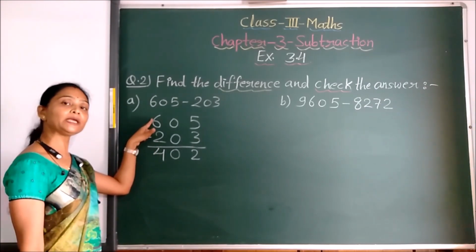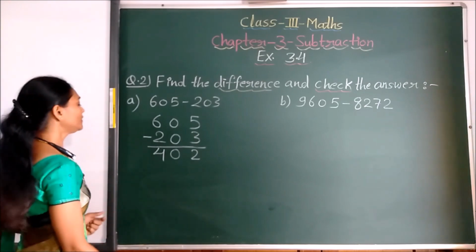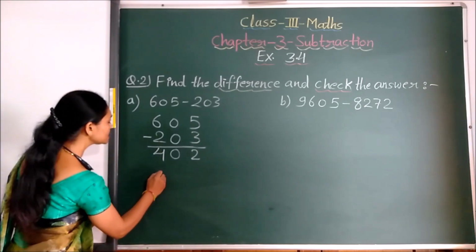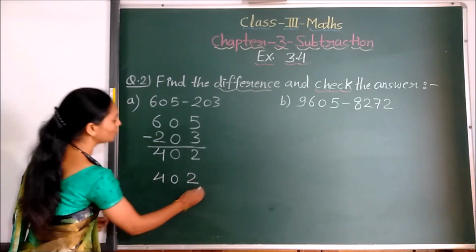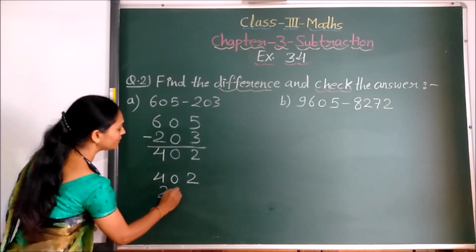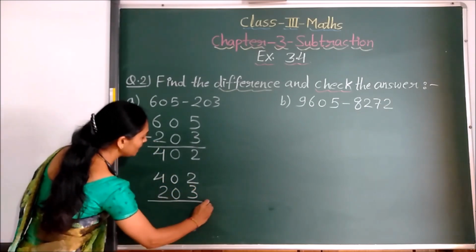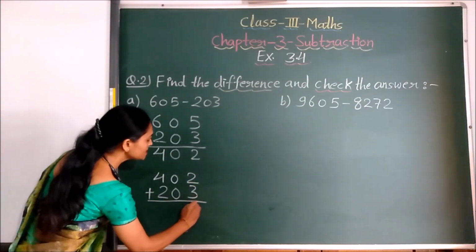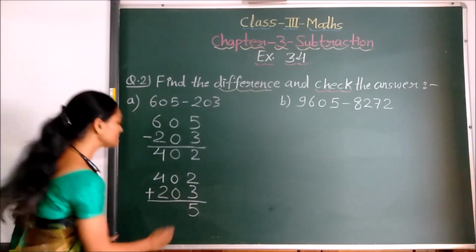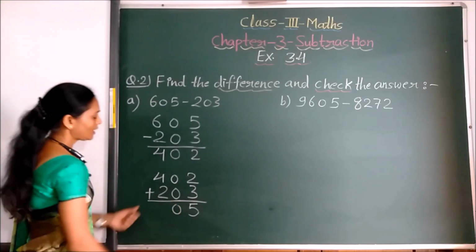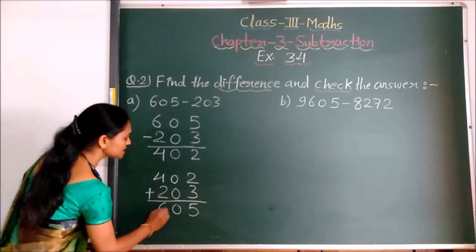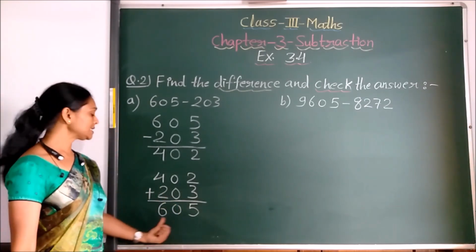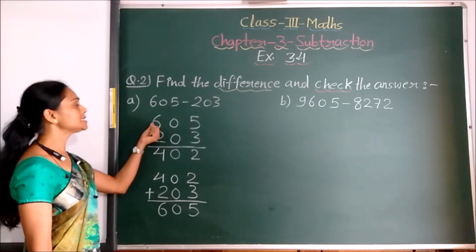If this number is coming, our answer is correct. So we will see. First we will write this number 402 and then this 203 and we will add. Yes children. Now see, 2 plus 3 it is 5. 0 plus 0 it is 0. And then 4 plus 2 it is 6. Means what we got? 605, which is this number.